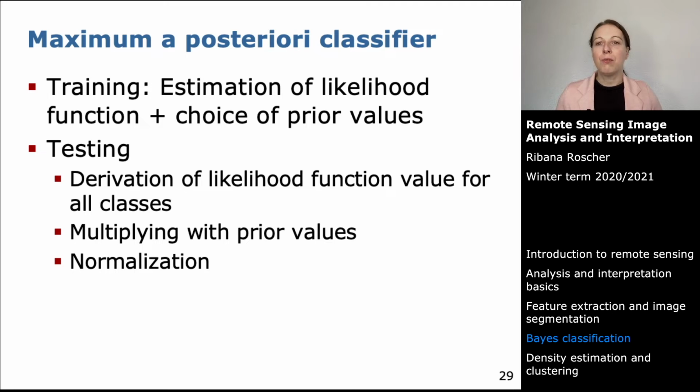So in order to perform a maximum a posteriori classifier, this is what was shown on the last slide: first you train. For the training, you estimate the likelihood and you choose prior values. Either somebody tells you this or you have this knowledge. Then for the testing, you derive the likelihood function values for our classes, because the likelihood function is determined in the training. Then you multiply with the prior values, and then you normalize.